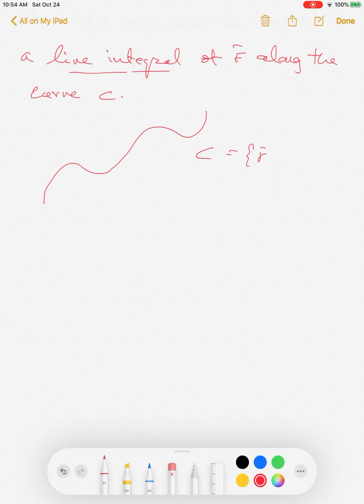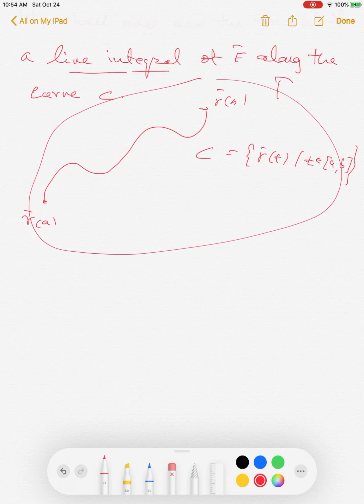So this is your curve, let's say C, which is the image of the function r bar(t), where t varies between a and b, t in the interval [a, b]. So this is your r bar(a), this is your r bar(b), and this is inside the domain D. Now I take a typical point r bar(t), and what you want is the concept of work done. So the idea is the following.